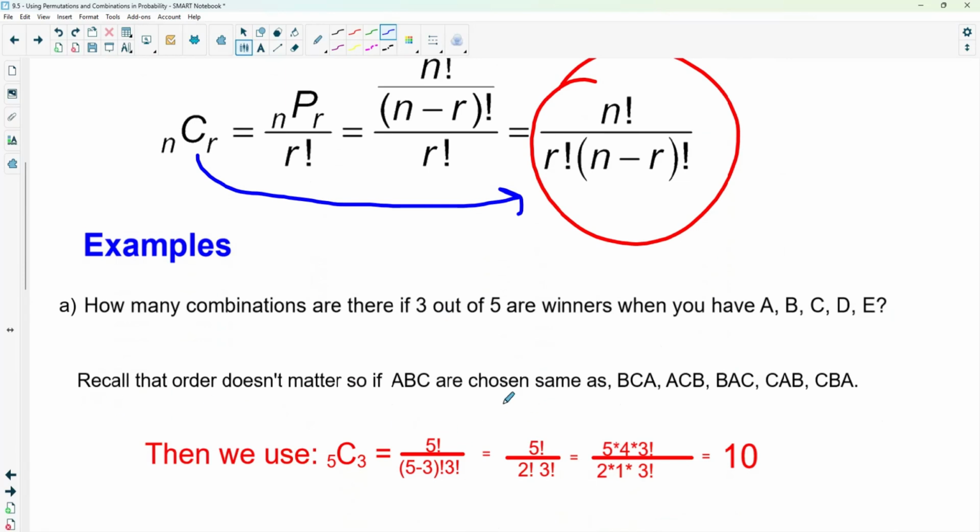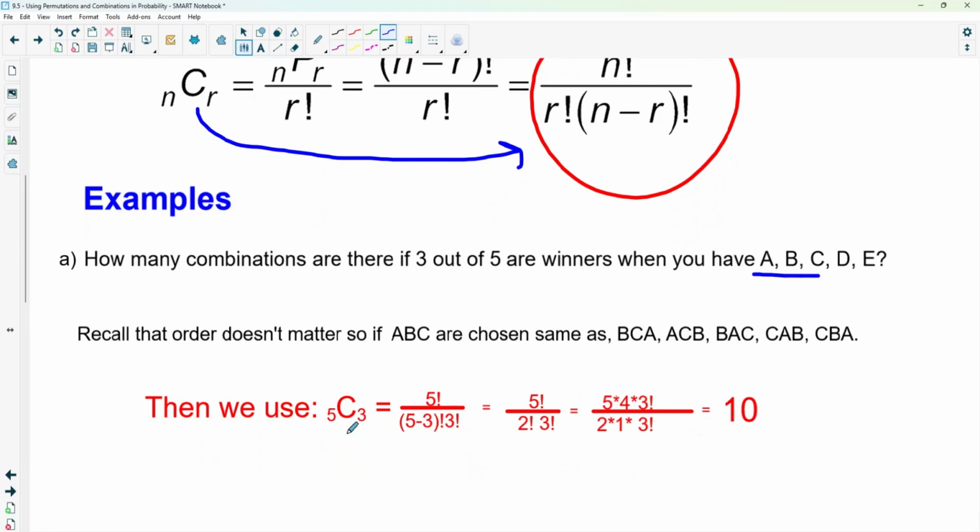So if you have A, B, C as your winners, you want to eliminate BCA, ACB, BAC, CAB, and CBA. Why? Because it's the same 3 people in different order. So the order is not important. So I want to eliminate it so I don't repeat the same 3 people, right? It's like you're having a party between you and your friends and you and your partner, and then your partner sends invitations and you send invitations, but you don't want to send an invitation twice if you guys share common friends, right? So that's what we want. We want to avoid having the same people, the same unit, the same members. And that's why we divide by that R factorial.